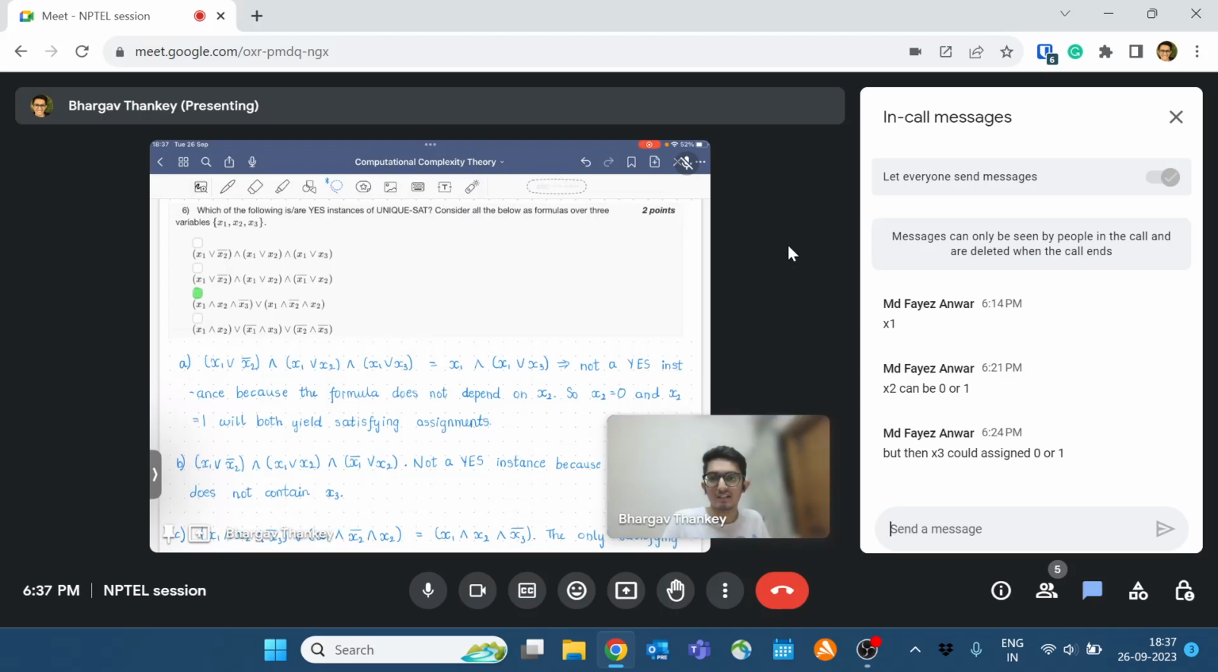For example, you can also consider a unique SAT, a promise version of that, right? You have to define what that promise is to define a promise version. In the case of unique SAT, the promise is that you are not going to get instances which are satisfiable but have two or more satisfying assignments. That's the promise over here.